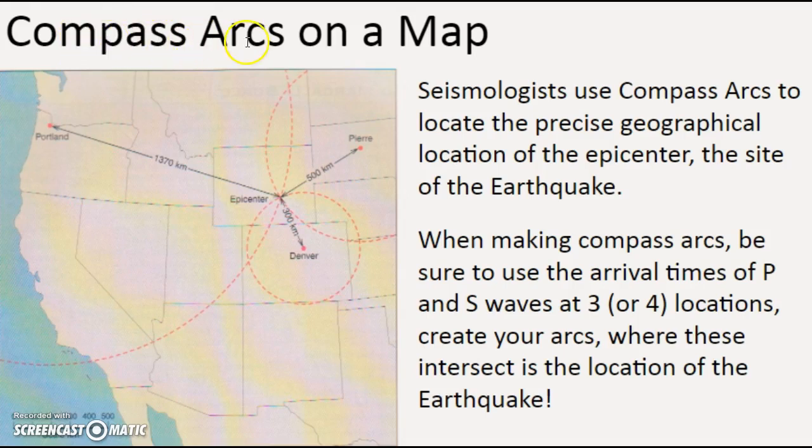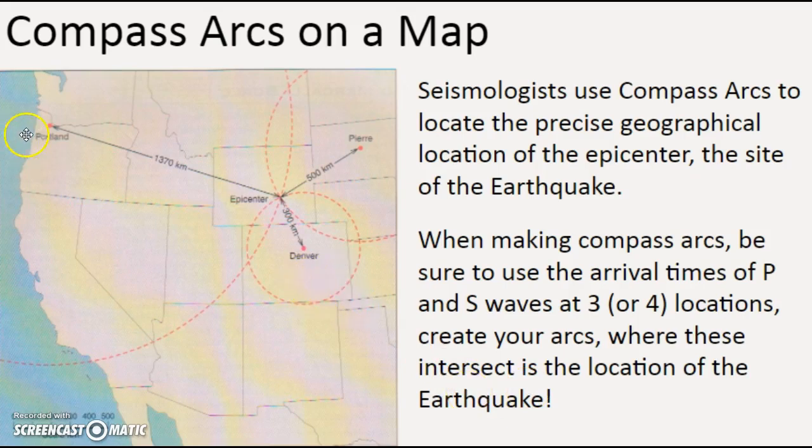So we're going to make compass arcs. These are circles using a compass. Seismologists use compass arcs to locate the precise geographical location of the epicenter, the site of the earthquake. When making compass arcs, be sure to use the arrival times of P and S waves for at least 3, sometimes even 4 locations. You'll create your arcs, and where they intersect is the location of the earthquake.